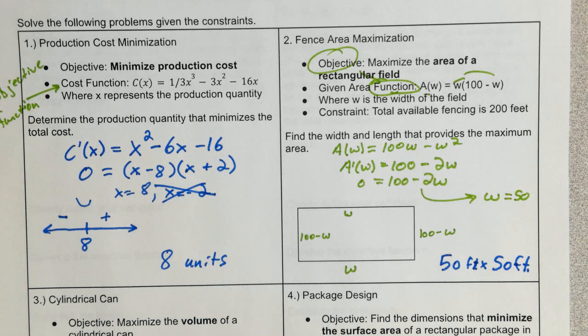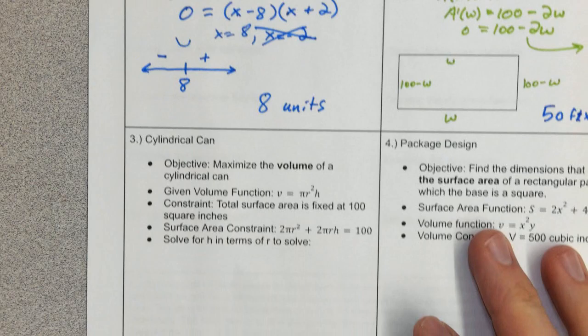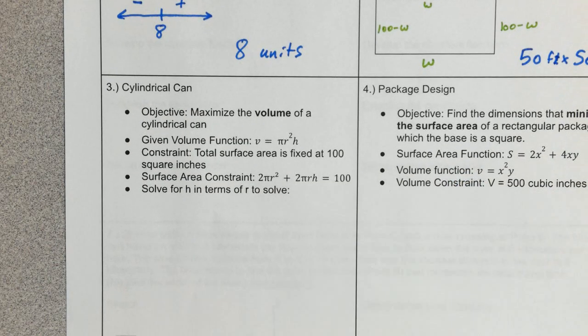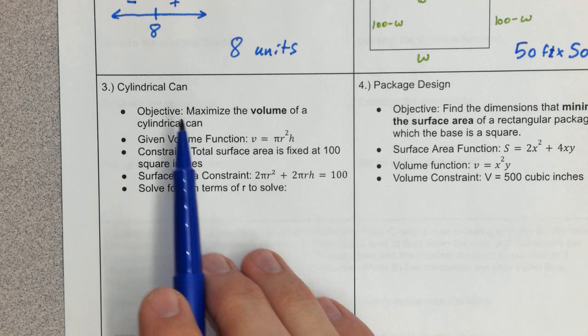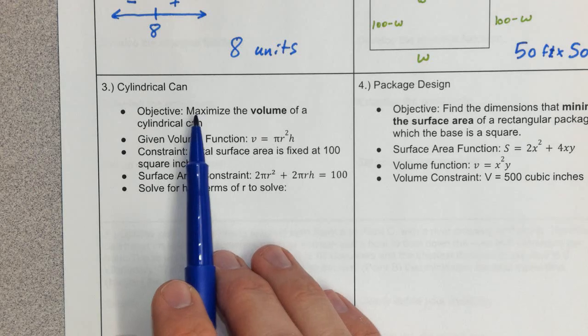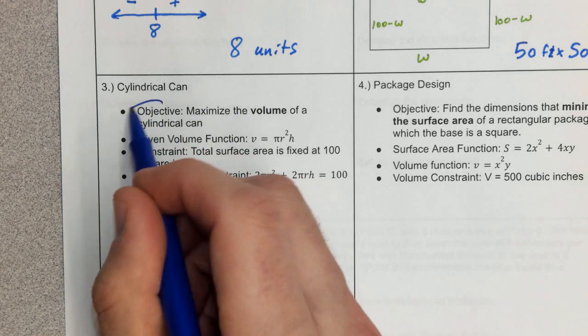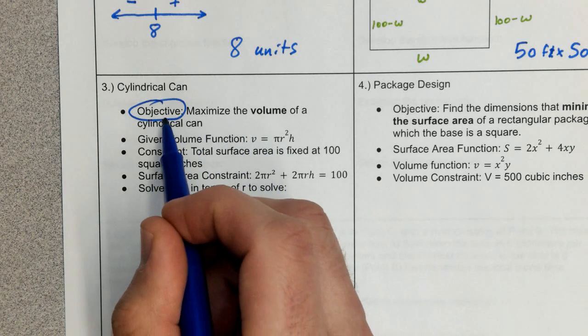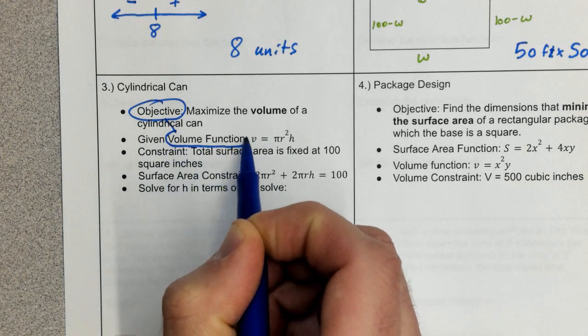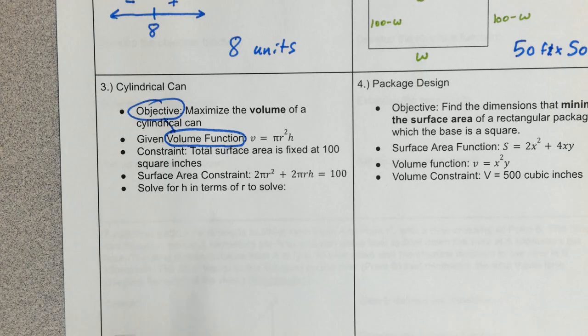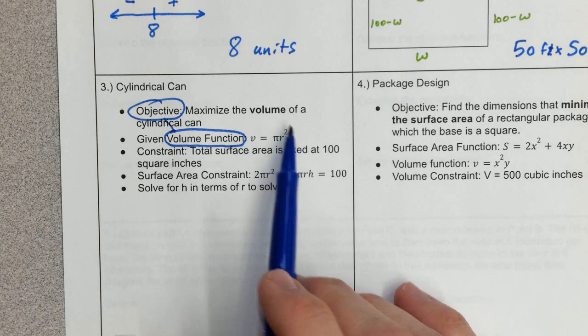All right, let's turn up the difficulty a little bit here and add a little bit more complexity to the problem. So let's look at the cylindrical can problem here. Again, we're going to maximize the volume of a cylindrical can. So what's our objective function? Well, our objective is to maximize volume, so our volume function is our objective function. That's the thing we're trying to maximize or minimize. So here's our volume formula here.